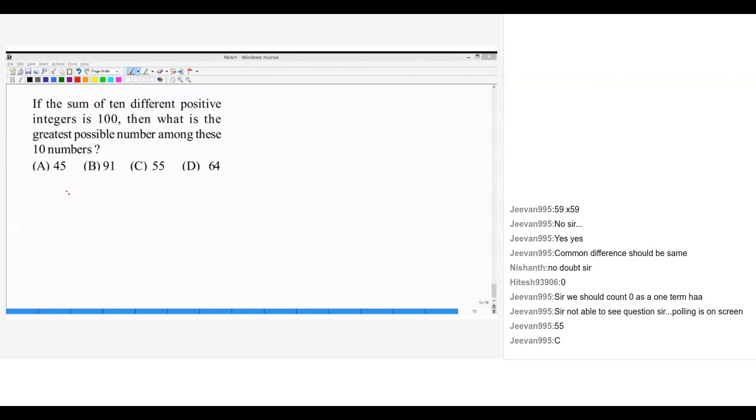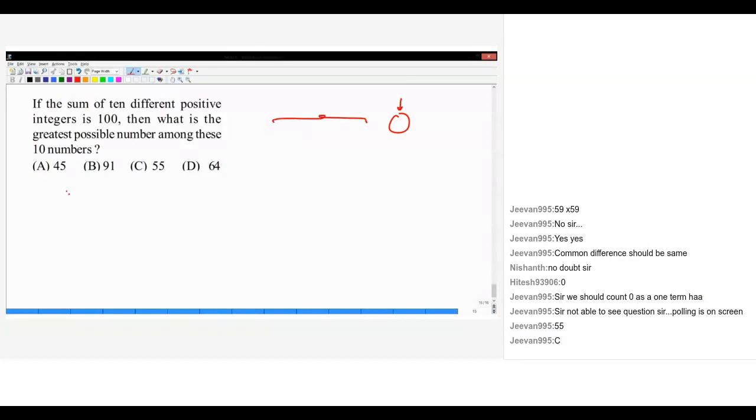Okay, see, if the sum of 10 different positive integers is 100, then what is the greatest possible number among these? If you want to maximize the last number, you need to minimize all 9. So the first minimum number is 1, then 2, then 3, up to 9. So this is the minimum sum possible, that is 45, and the remaining is 55. Therefore, the greatest number is 55.